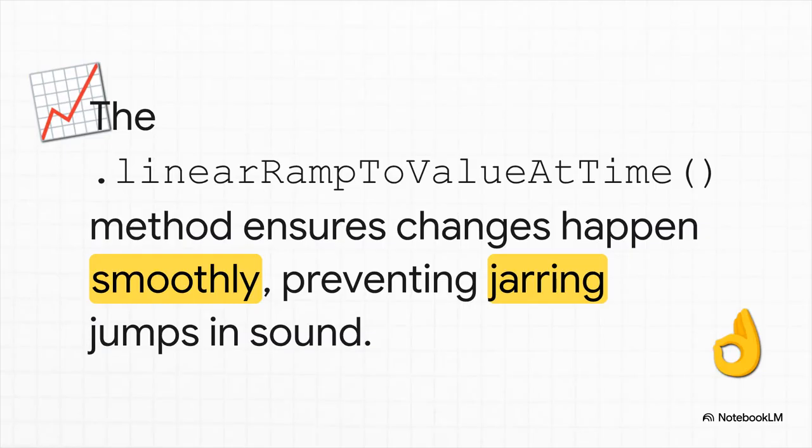Now, you can't just change an audio setting 60 times a second and expect it to sound good. If you did, you'd get all these nasty clicks and pops. So to get around that, the code uses this fantastic method, linearRampToValueAtTime. This basically tells the audio engine, hey, don't just snap to the new position. I want you to glide there smoothly over the next fraction of a second. It's basically the audio version of animation, and it's why the sound moves just as fluidly as the visuals.